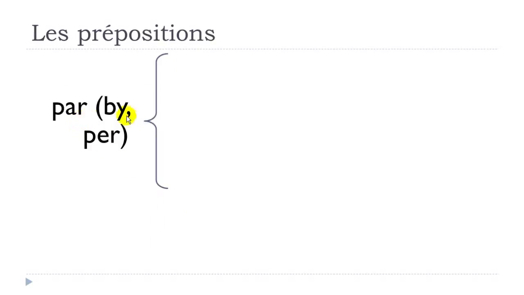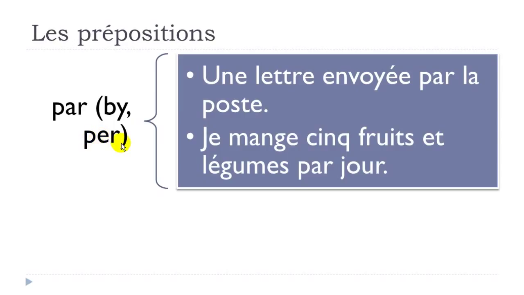Par will mean by or per. For example, une lettre envoyée par la poste. Okay, une lettre, a letter, envoyée, sent, par la poste, by mail. So in that case, you get to use this par. It could be par courrier électronique, by email if you want.